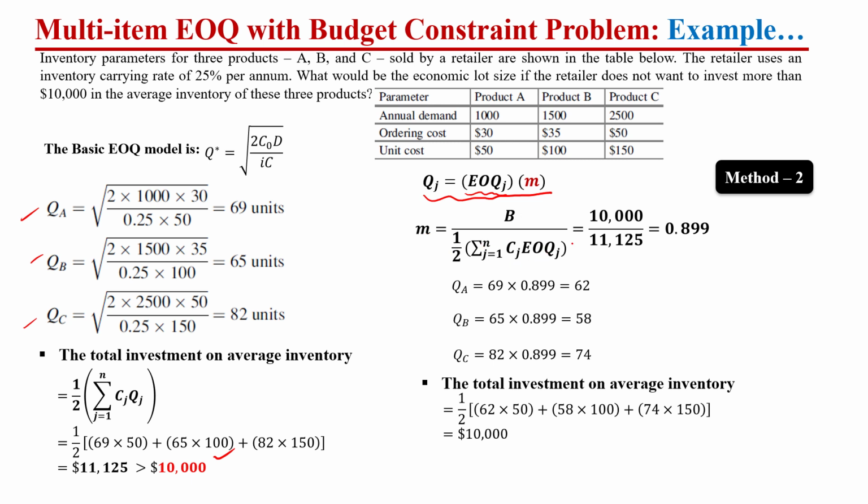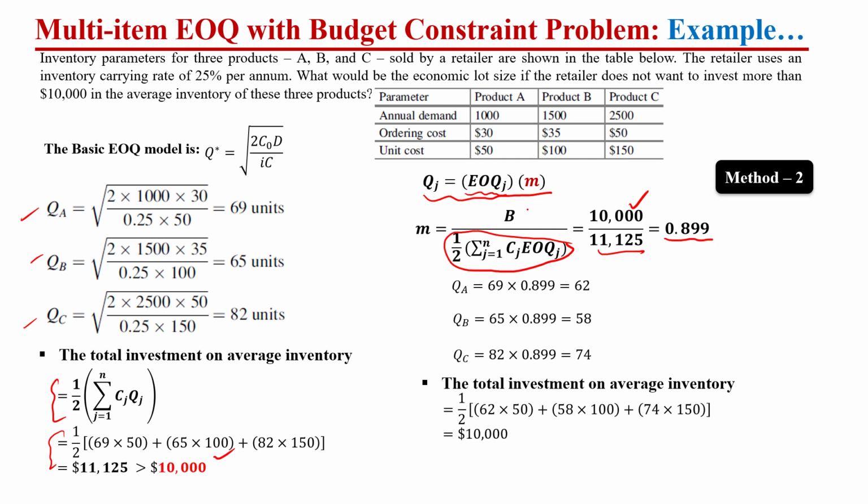So this is basically the average cost. That is basically the objective function cost. The budget was 10,000 and this was basically 11,000. That is basically this one. Okay, that is this one. So M is equal to 0.89.